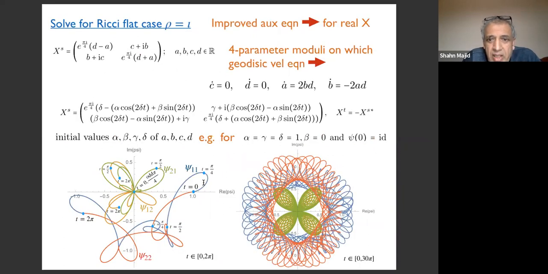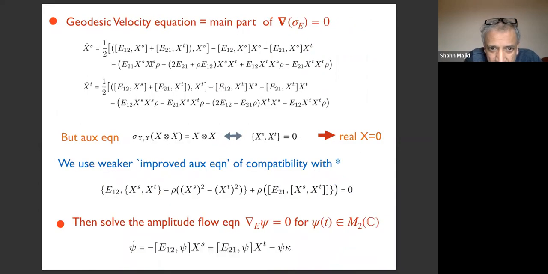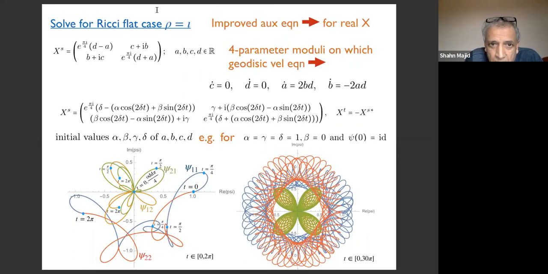Here's the solution. First thing you do, let's look at the time here. Okay, first thing you do is you apply the improved auxiliary equation for real X. So you cut, because the equation you first thought of was a little too complicated. This is way too complicated to solve even on Mathematica. But if you apply the reality constraint first, you can solve this constraint. And then you will end up with a four parameter space. And X_s has to look like this, and X_t is just minus X_s star.